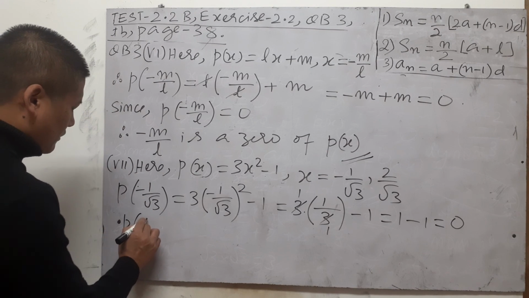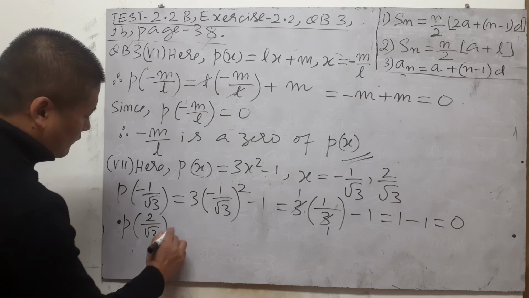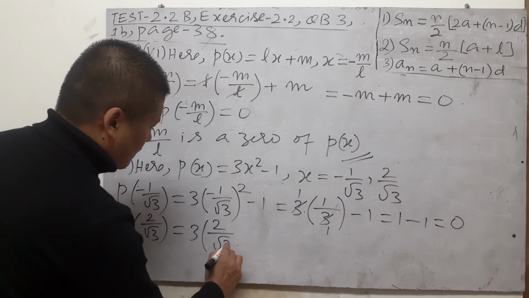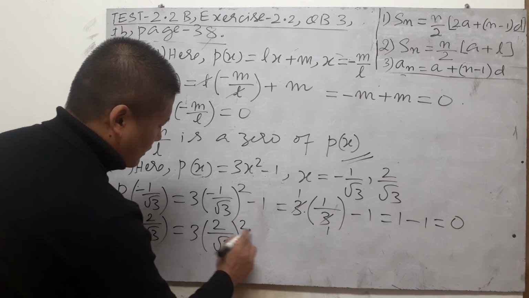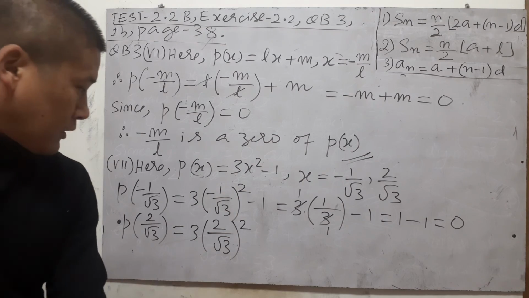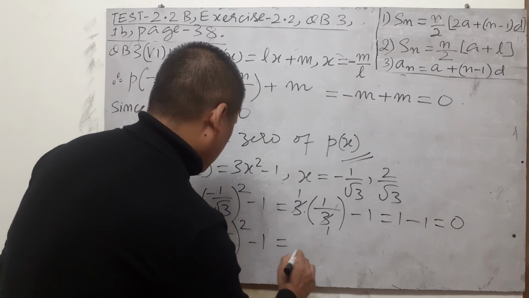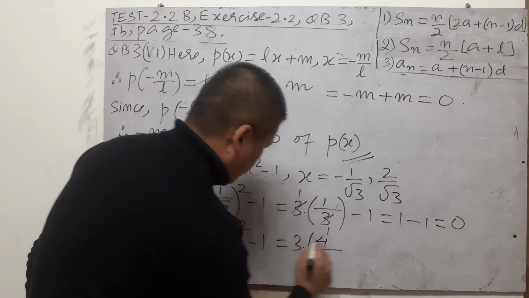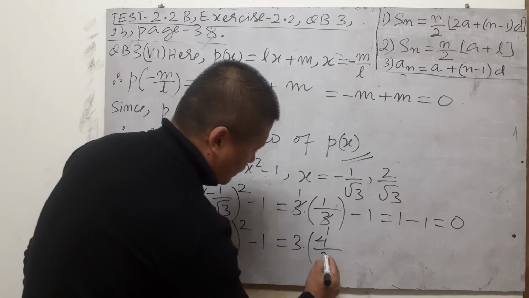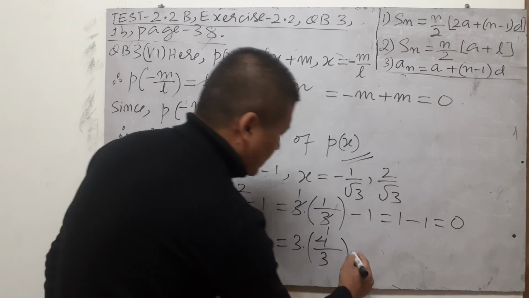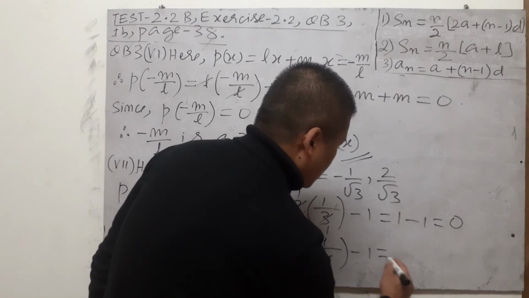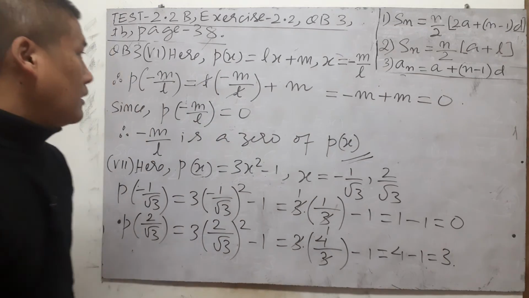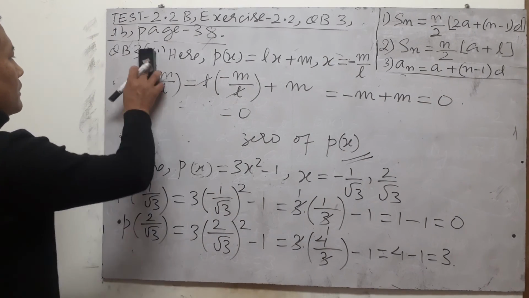When the value is p of 2 by root 3, the same way, 3 into 2 by root 3 will replace this x, so x squared means 2 by root 3 whole squared, minus 1. That will give you 3 into 2 squared, which is 2 2s are 4, divided by root 3 squared, which is root 3 into root 3, so 3, root removed, minus 1. This 3 up and down cancel, so you're left with 4 minus 1, which is 3. So our answer for this one will be here.